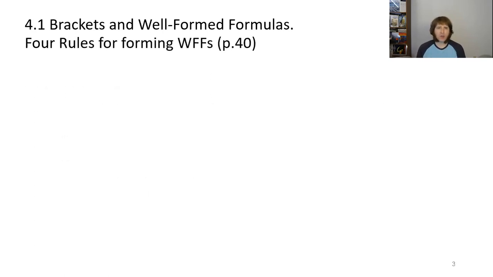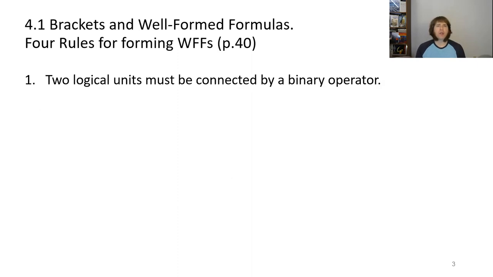So we've got some rules that we're going to take a look at for this. This is all on page 40, so there are these 4 rules for forming a well-formed formula. So take a look at the material on page 40 and after that as well, but I've tried to incorporate that here along with some of the clarifications just for explanatory purposes. So the first rule, 2 logical units must be connected by a binary operator.